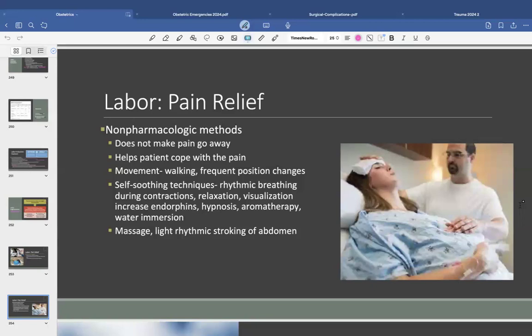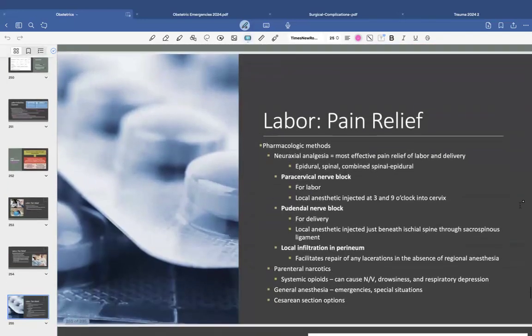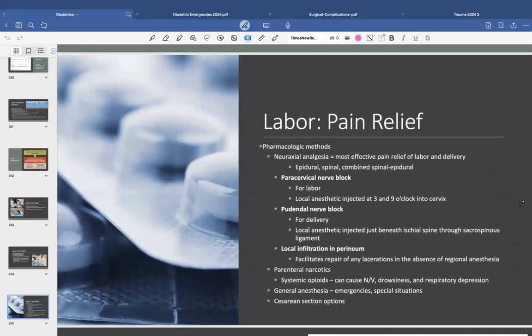In terms of pharmacological, neuraxial analgesia is the most common and the most effective pain relief. That's your epidural. It can be a combined form of spinal and epidural. There are blocks. Nerve blocks for labor, nerve blocks for delivery, local infiltration of the perineum. There's a tear there that needs to be repaired. You can numb that area as well.